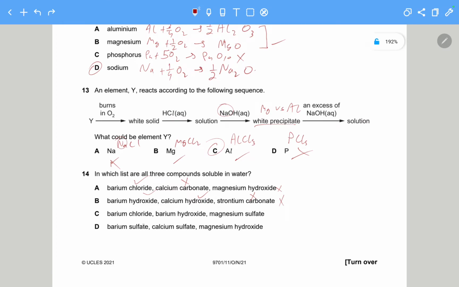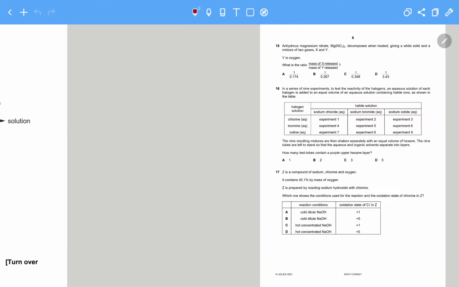Option C, barium chloride, soluble. Barium hydroxide, soluble. Magnesium sulfate, also soluble. Because remember, group 2 sulfates, their solubility decreases down the group. Magnesium is on the top, so it is still soluble. And therefore C is a viable option. Let's look at D. Barium sulfate, insoluble in water. Remember, it's a white precipitate, barium sulfate. Calcium sulfate, insoluble in water as well. Magnesium hydroxide, I think it's insoluble as well, because magnesium oxide does not really dissolve in water properly. So we can safely assume it's quite insoluble. So C is the best option here.